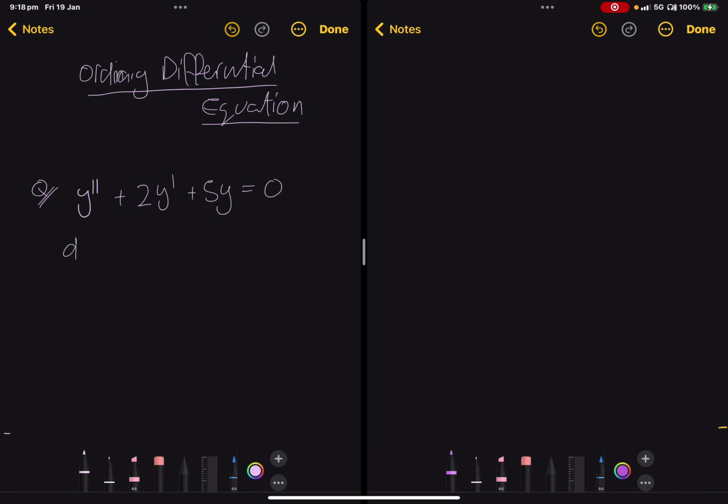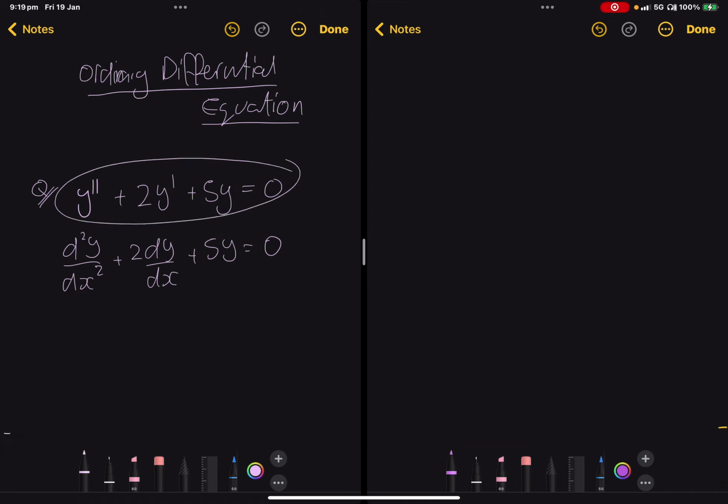This could also be written as, if we wished to write this in the Leibniz form, d squared y dx squared plus 2 times dy dx plus 5y is equal to 0. So these are completely equivalent. Either form will do here. In fact, the note set that these questions come from uses the y prime form, but it really doesn't matter. But they're both the same.